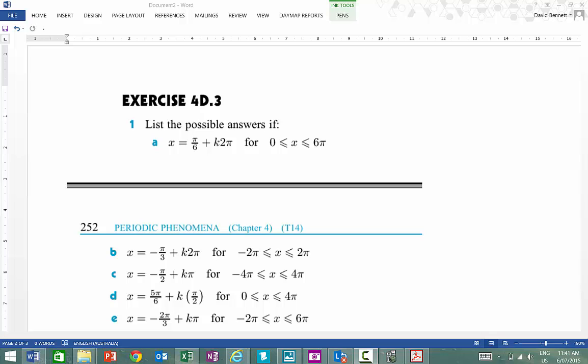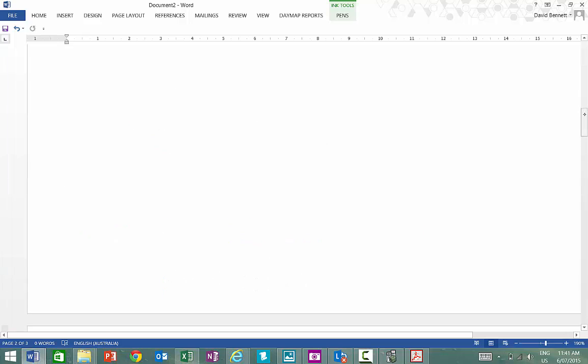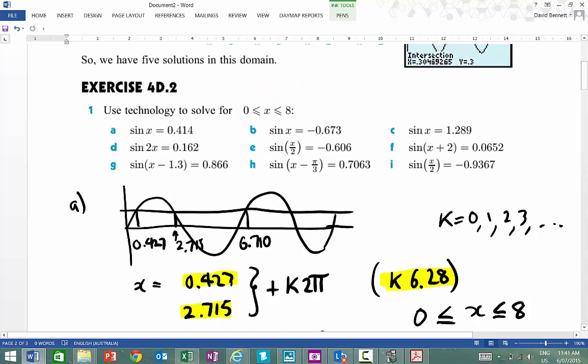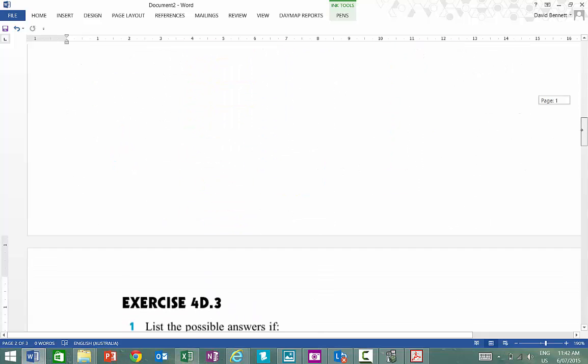Now today we're going to be looking at exercise 4D3, which goes through finding all possible answers to a curve where x is equal to pi on 6 for x between 0 and 6 pi. If we were going to do that, then what I would be considering for this first one relates to what we did in our last video.